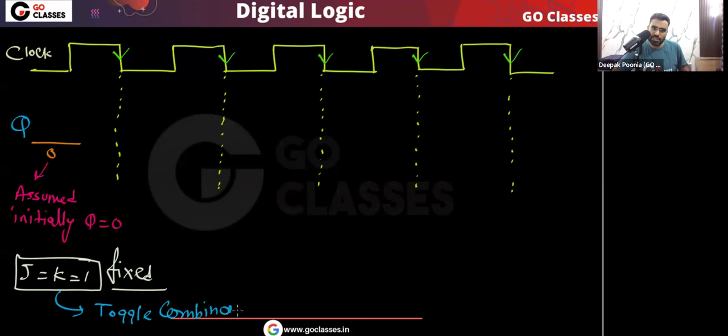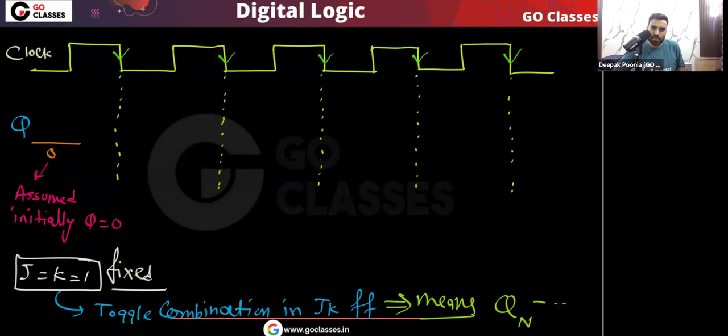This is the toggle combination in JK flip flop. What does it simply mean? It means that Q next, the next state, will be the complement of Q present. The next state will be the complement of the present state. Correct? Simple. Now you can see initially the Q value, I am assuming, is 0.